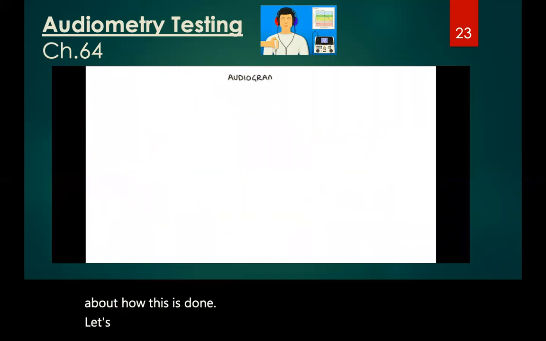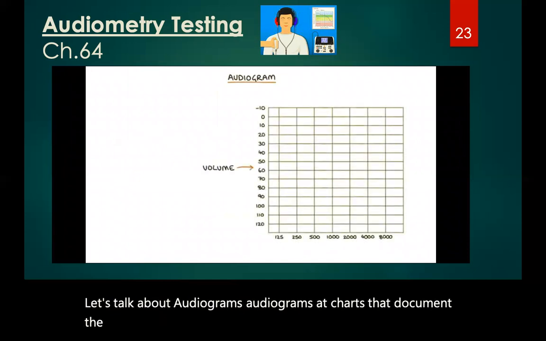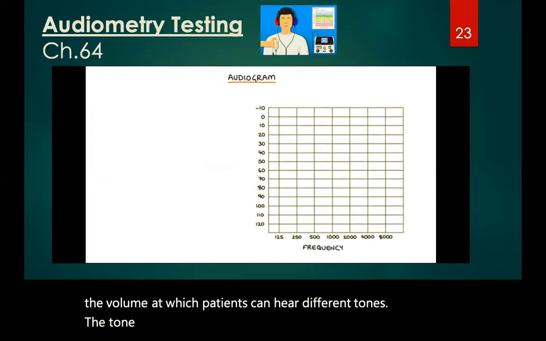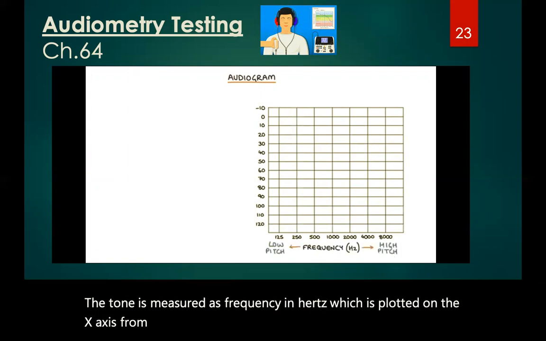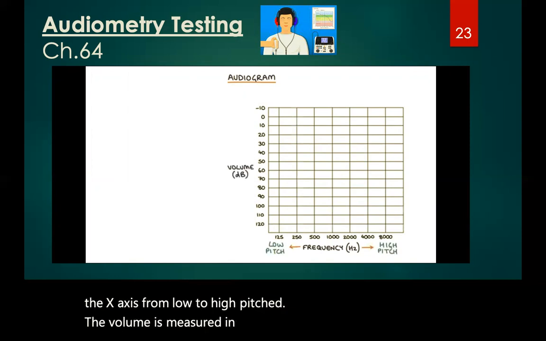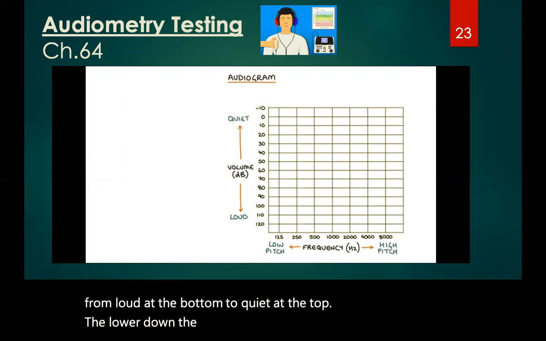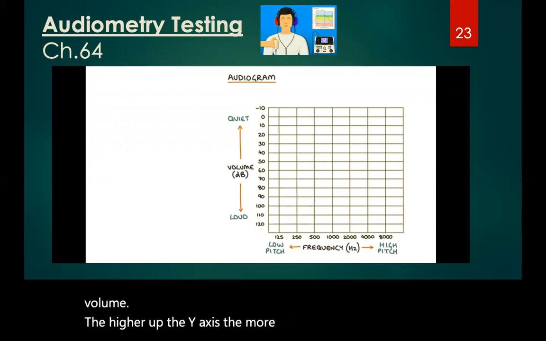Let's talk about audiograms. Audiograms are charts that document the volume at which patients can hear different tones. The tone is measured as frequency in hertz, which is plotted on the x-axis from low to high pitched. The volume is measured in decibels, which is plotted on the y-axis from loud at the bottom to quiet at the top. The lower down the chart, the higher the decibels and the louder the volume. The higher up the y-axis, the more sensitive the patient's hearing is.